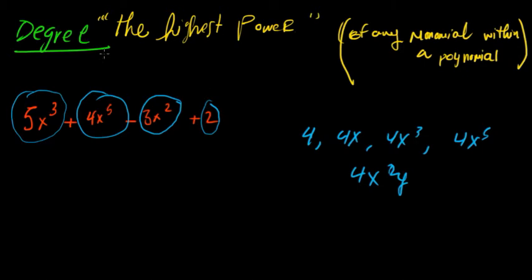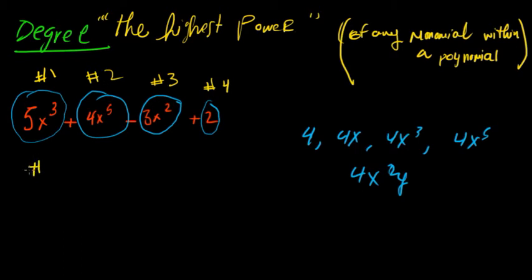Okay, let's go ahead and find the degree. Now, what does the degree say? The degree says the highest power of any monomial within a polynomial. So we want to find the degree of each monomial, and we want to know which one is the highest. We'll call this monomial number 1, this monomial number 2, this monomial number 3, and this is monomial number 4.